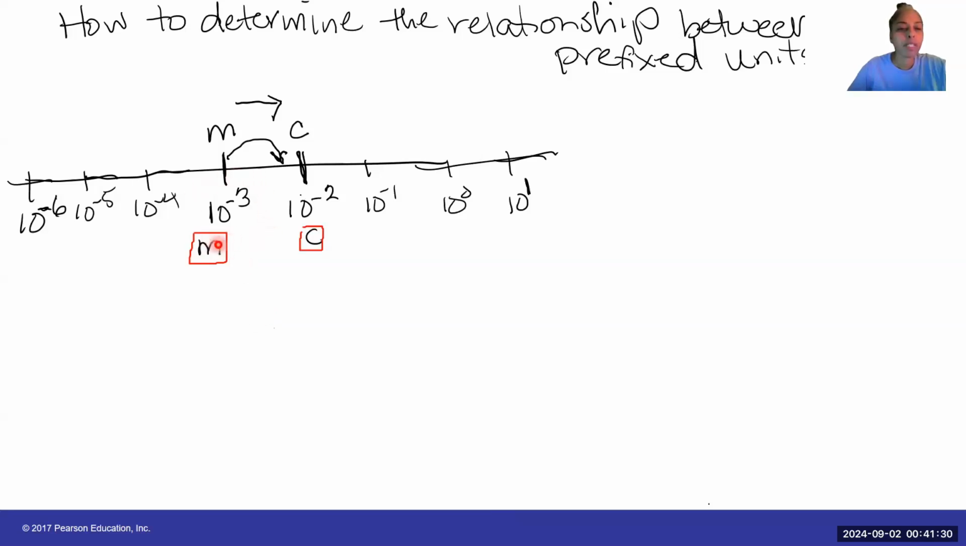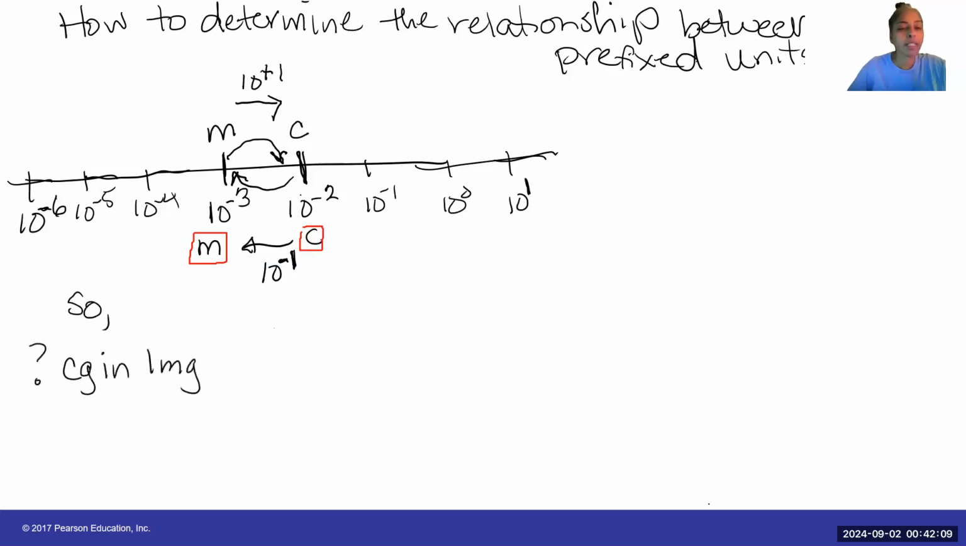If I'm going from 10 to the minus 3 to 10 to the minus 2, then that means I've moved one unit to the right. And because I'm going to the right, the numbers are getting larger. So that would represent 10 to the plus 1. What if now I wanted to go in the reverse direction? Well, notice that is one hop to the left. And because I'm going from a larger unit to a smaller unit, that is going to be 10 to the minus 1.